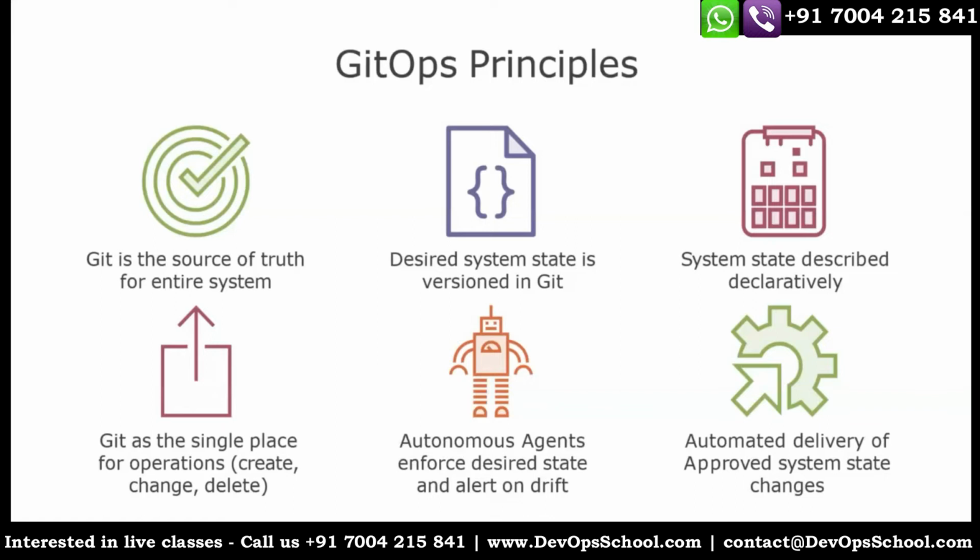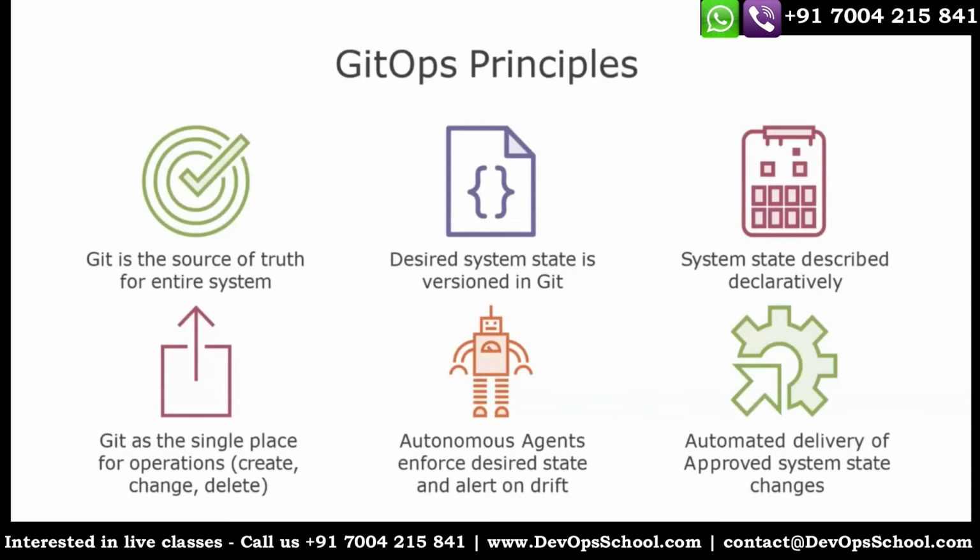Okay. So one more principle which we have is that the desired system state is versioned in Git, which we know has a fundamental feature of versioning. System state is described declaratively. Declaratively means simple, let's not complicate: a YAML file, simple. Git is the single place for the operations: create, change, and delete. This you have to inform the team actually. This is a process change.